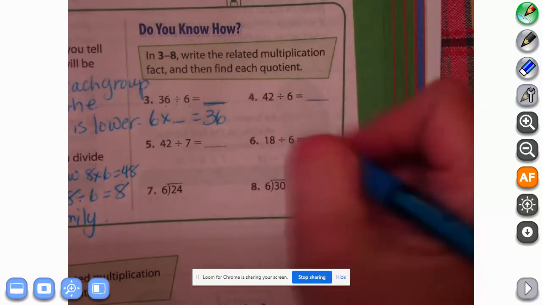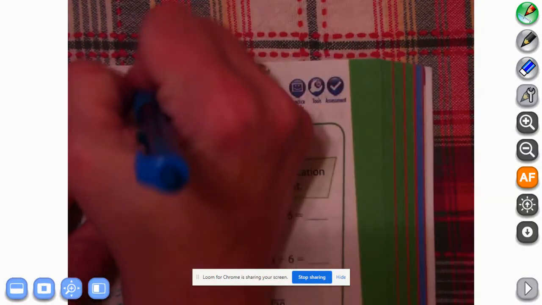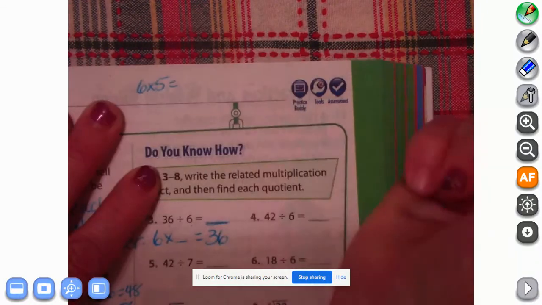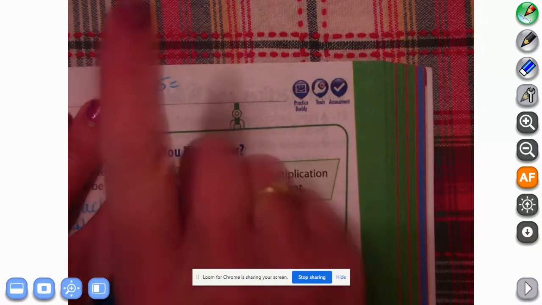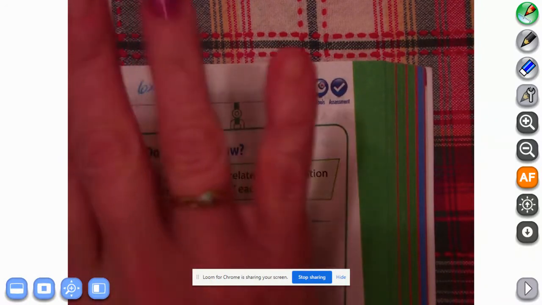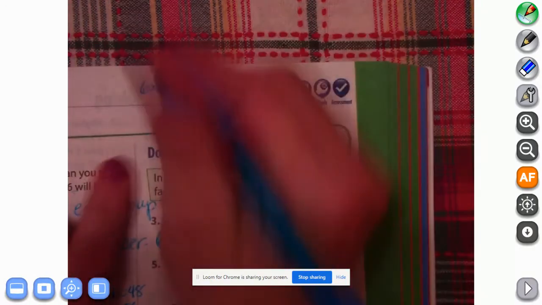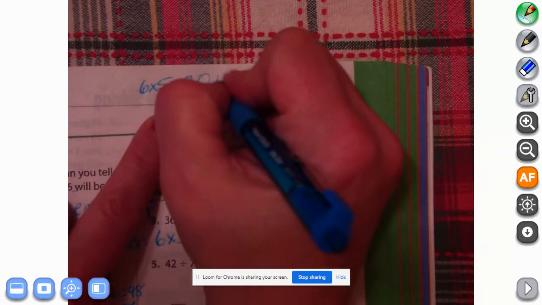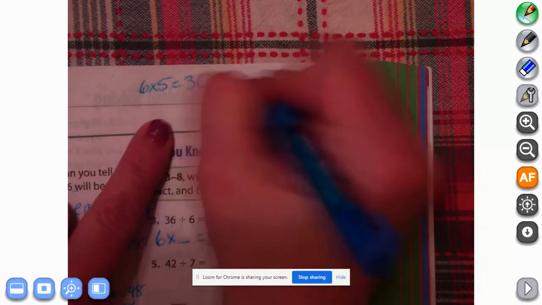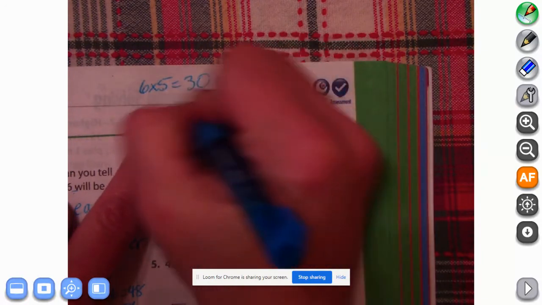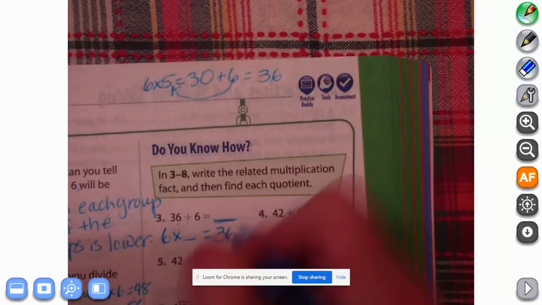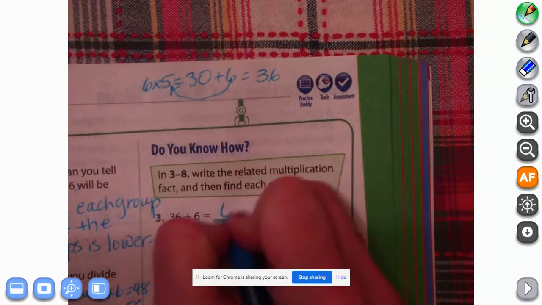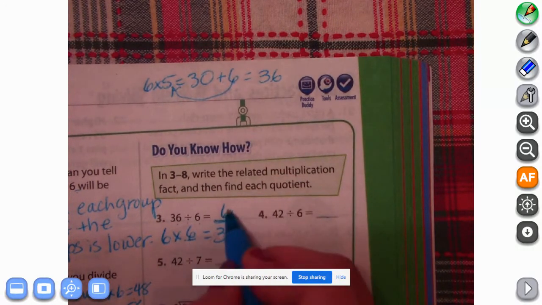Let's just write up here in the little room that we have. If I know 6 times 5, because skip counting by 5 is a lot easier, right? 5, 10, 15, 20, 25, 30. So I've got 30. That's 5 groups of 6. Now, if I need to get to 36, I need one more group. And so that means it's going to be 6. So the 6 is the factor, and it's the quotient.